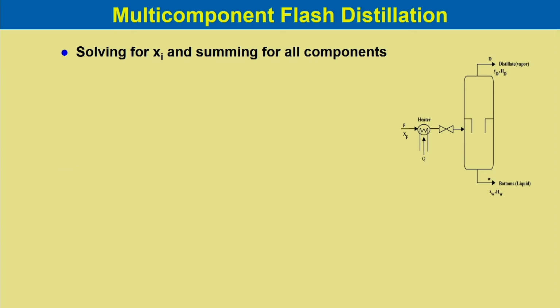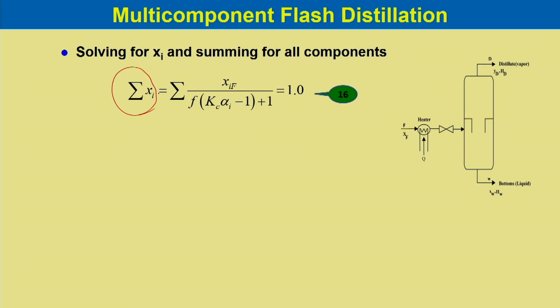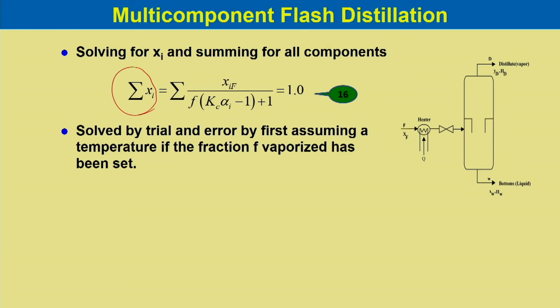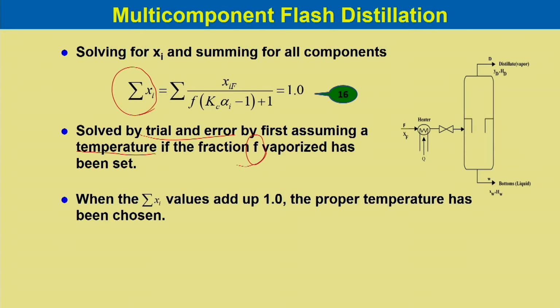Now, solving for x i and summing for all components, the summation over x i would be equal to the summation over x i F divided by f into (K c alpha i minus 1) plus 1, which is equal to 1.0, because the summation over all components is equal to 1. This is solved by trial and error by first assuming a temperature if the fraction f vaporized has been set. So, we can set the fraction vaporized, which is f, then assume a temperature and solve by trial and error. When the summation over x i values adds up to 1, the proper temperature has been chosen.